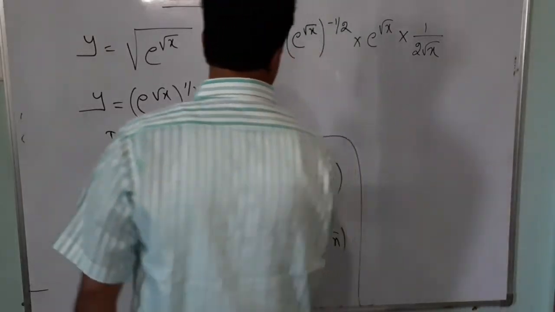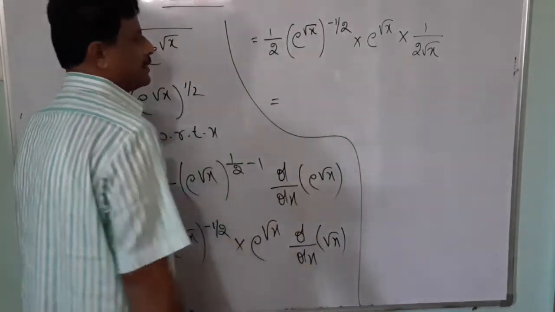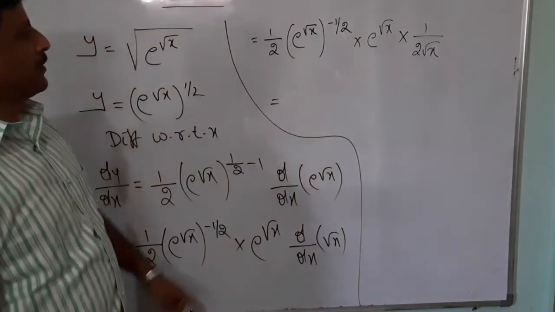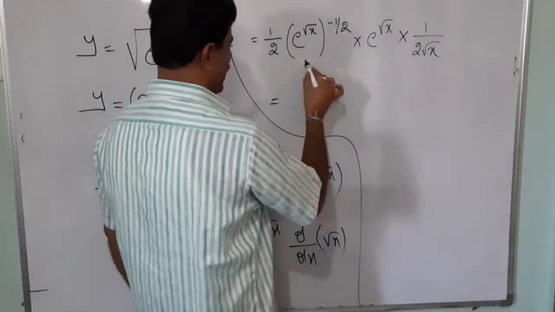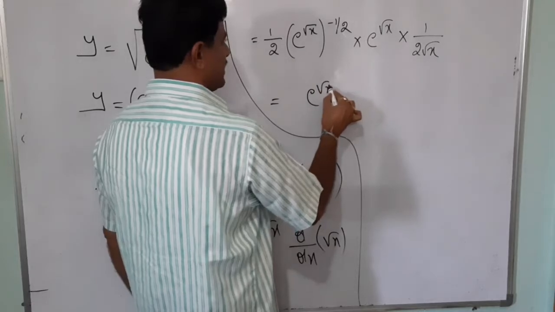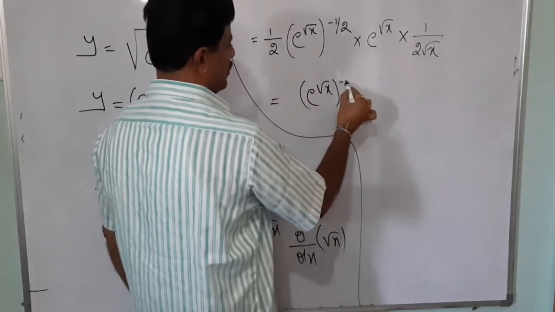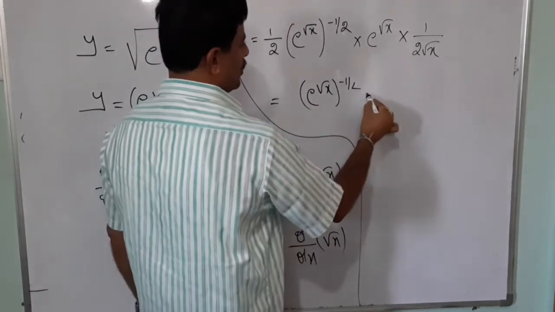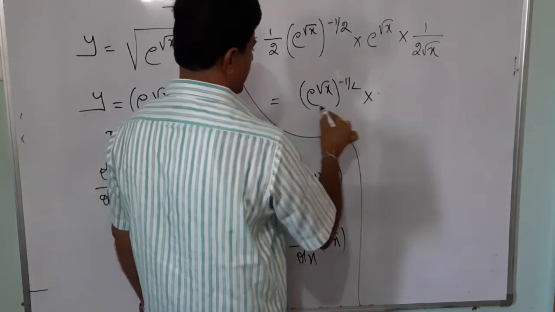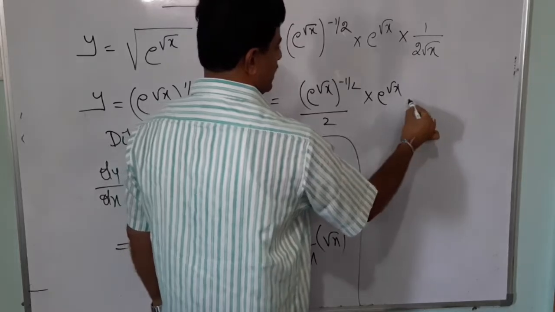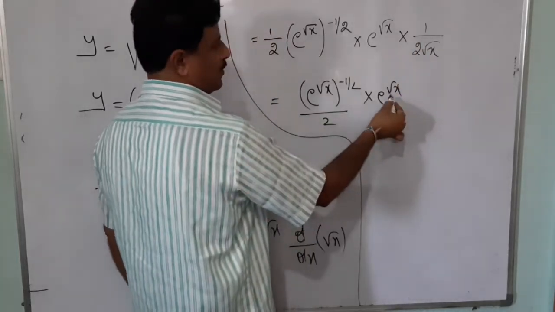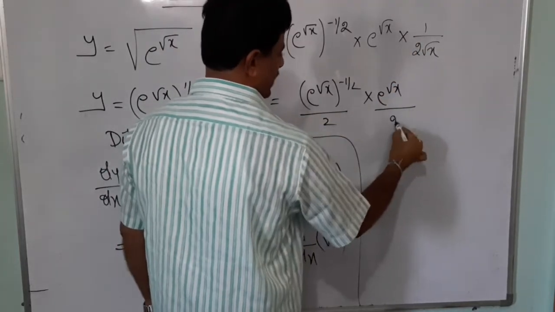Okay, now multiply everything. So you see here 1/2, the first numerator, 1 by e to the power of root x whole to the power of minus 1/2 into e to the power of root x, divided by 2, into e to the power of root x into 1, e to the power of root x divided by 2 root x.